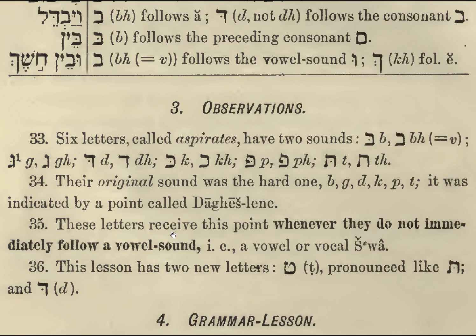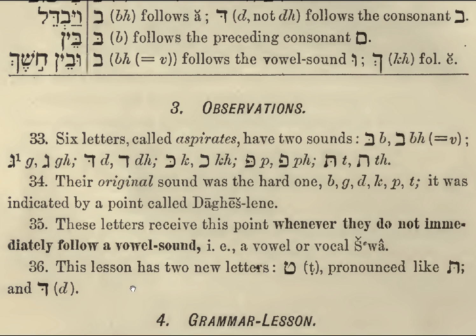These letters receive this point whenever they do not immediately follow a vowel sound. So if they do not immediately follow a vowel, or a vocal schwa, which in our Spanish and Portuguese pronunciation is pronounced pretty much like a vowel. It's the e. If there is no vowel or this short e sound, they get pronounced as b, g, d, k, p, t.